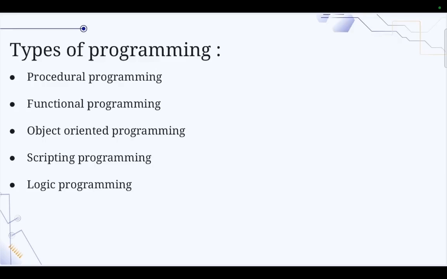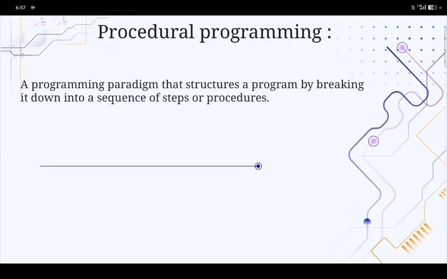Let's quickly walk through the five major ones named procedural programming, functional programming, object oriented programming, scripting programming, and logic programming. First, we have procedural programming. It organizes the code as a series of steps or procedures. It's like writing a recipe. You go from top to bottom, following the steps one after the other. Languages like C are based on this paradigm.